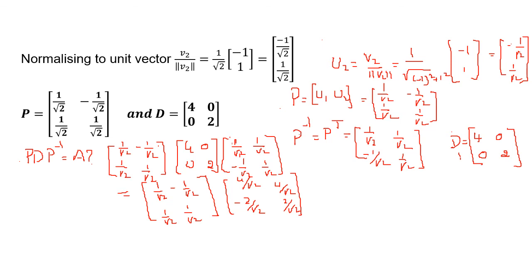Further multiplication gives us 4 divided by root 2, that will give us 2, minus of minus 2 divided by root 2, that is 1. Next one is 4 divided by root 2, that will give us 2, and minus 1. Similarly, here it is 4 root 2 by 2, that is 2, and minus 1... next, 4 root 2 by 2 is 2, and 2 root 2 multiplied by 1 by root 2, that is 2 plus 1. That will give me [3, 1; 1, 3].